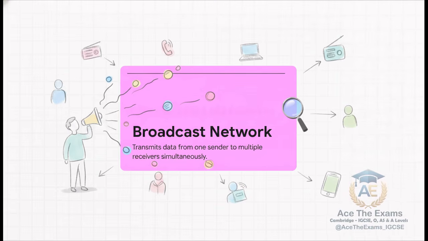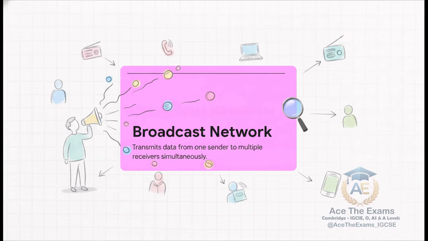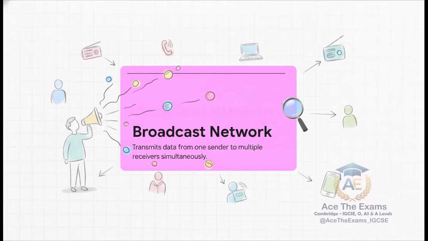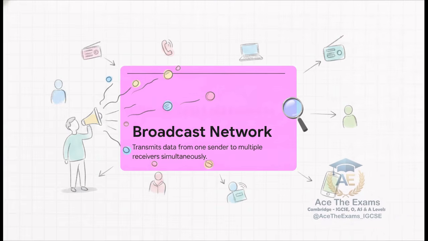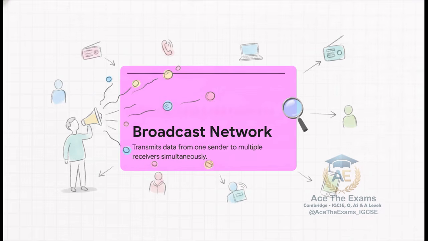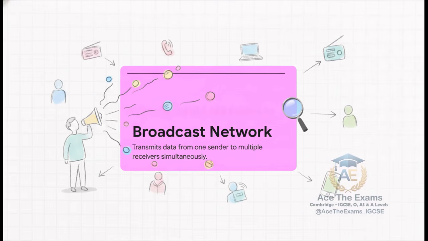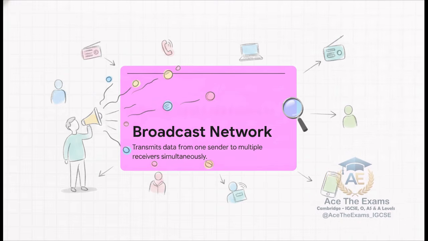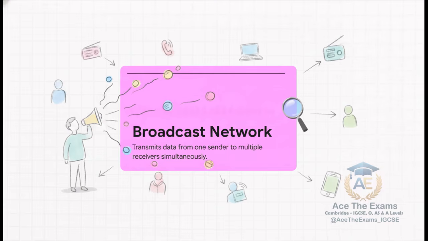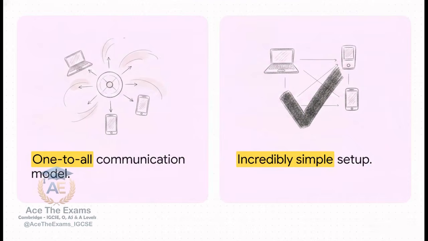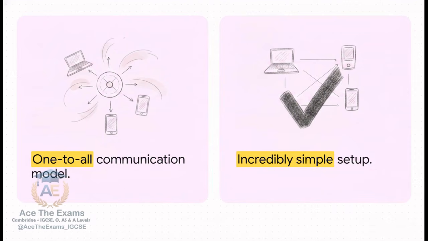Now, let's break that down into plain English. Just imagine standing in the middle of a really crowded room and shouting a message through a giant megaphone. Everyone in that room hears it at the exact same time, right? That is exactly what a broadcast network does. One sender acts as the source, and literally every single connected device acts as a receiver. The whole foundation of this approach is a one-to-all communication model.